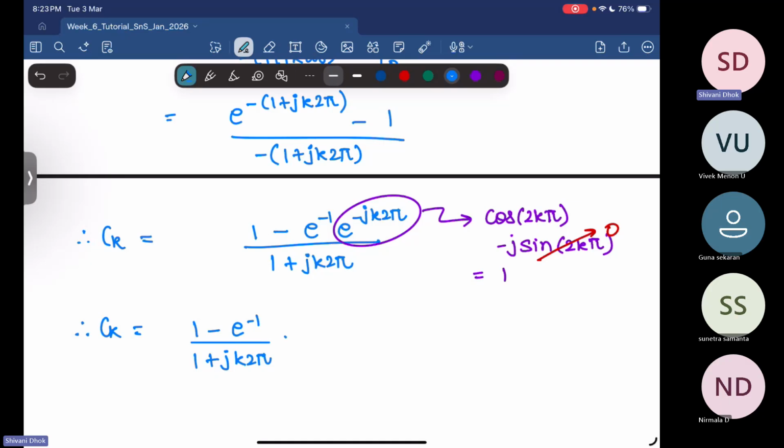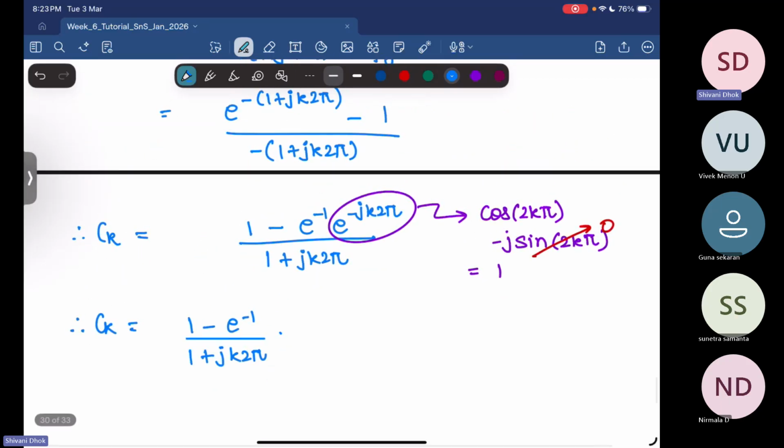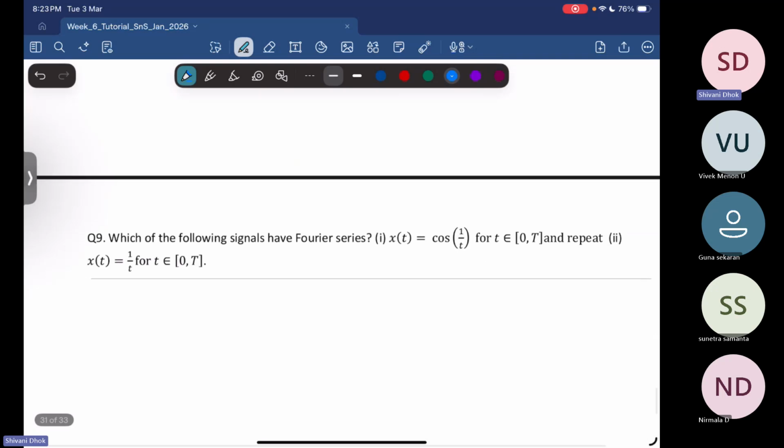Okay. Any questions till this point? If not, then let me move on to the next question.